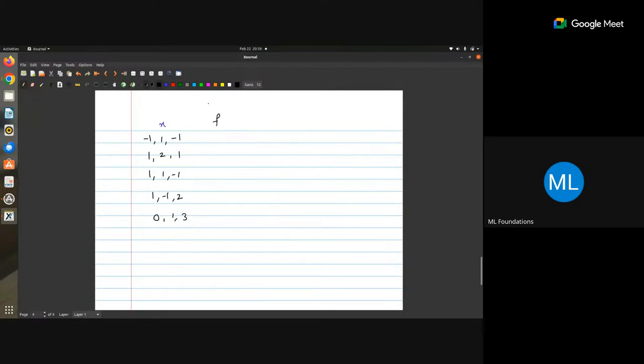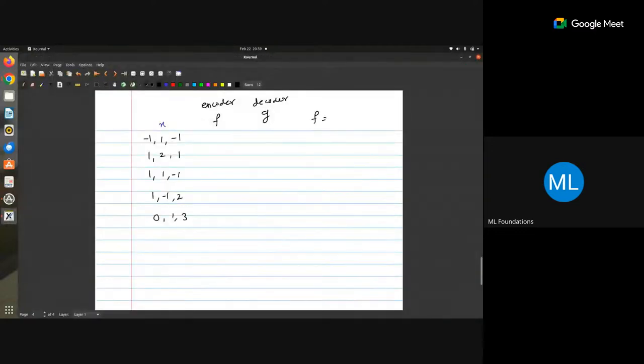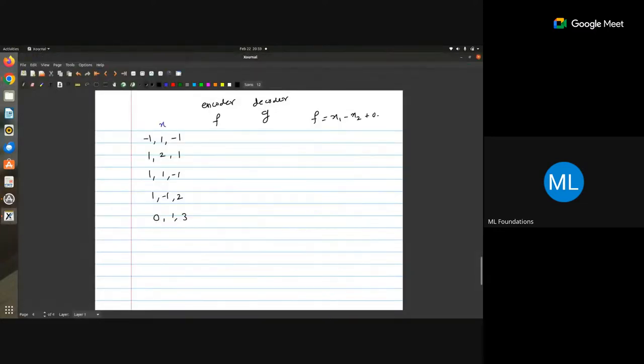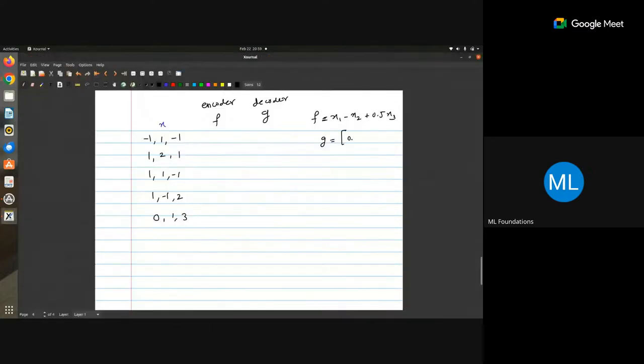Let's say I'll denote the encoder model by F and the decoder model by G. So what is F? F here is x1 minus x2 plus 0.5 times x3. And what about G? G is 0.3u, minus u, u.